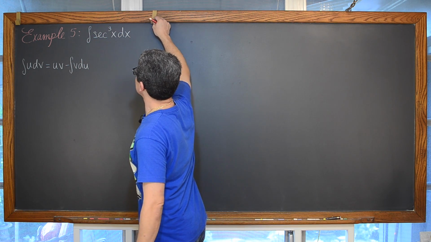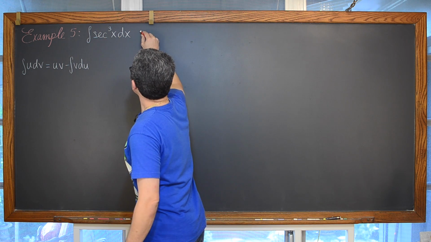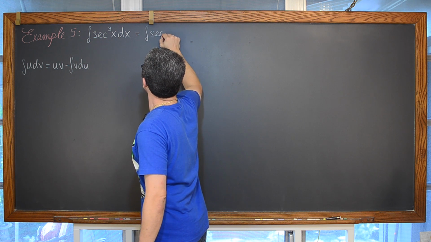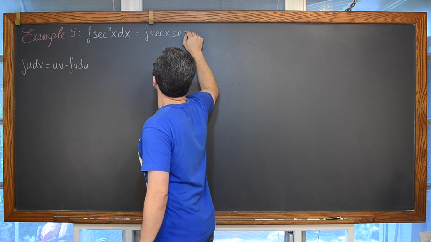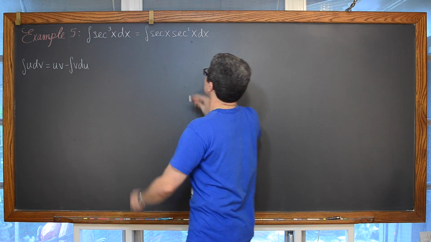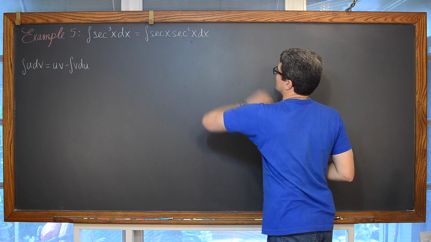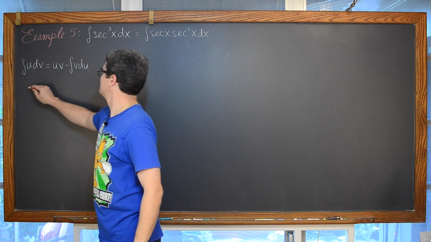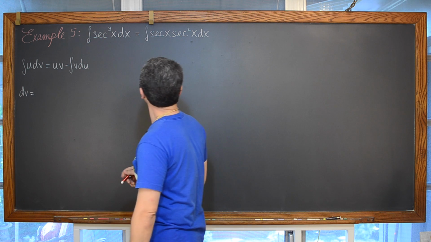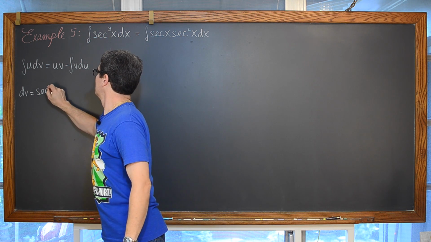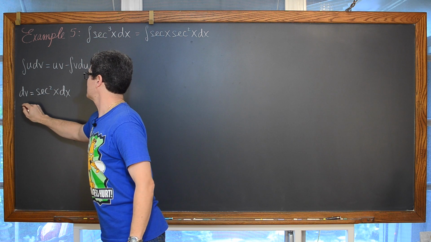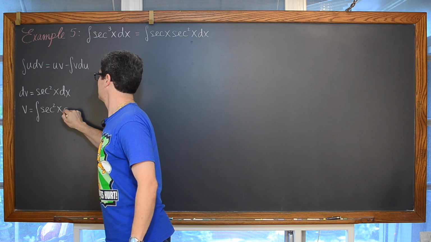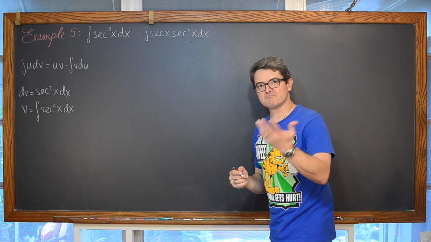So we are going to split this up into two parts, like I mentioned just a second ago, and say that this is equal to the indefinite integral of secant of x times secant squared x dx. And this is the most complicated factor that can be integrated using a basic integration rule. So we're going to let dv equal secant squared x dx. That means that v is the indefinite integral of secant squared x dx, and of course, that's going to be tangent.